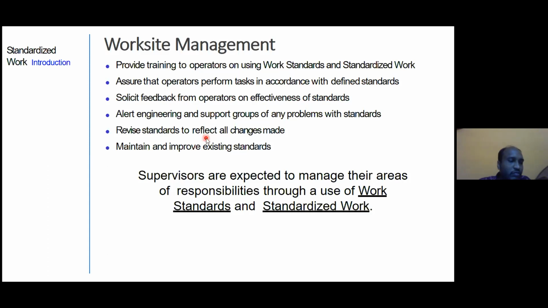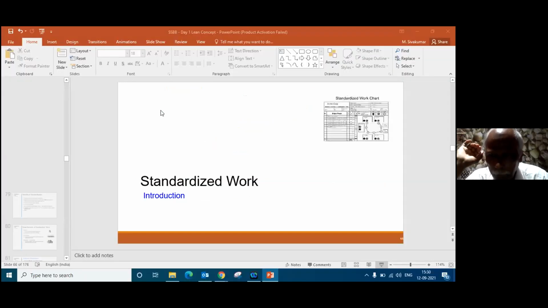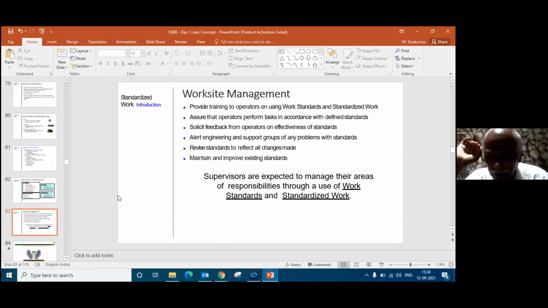Clear? Customer satisfaction is important. So customer demand is there. In order to meet the demand, what is the rate at which I should produce? That is the talk time. Is it clear, sir?